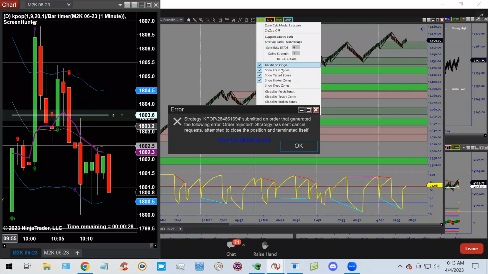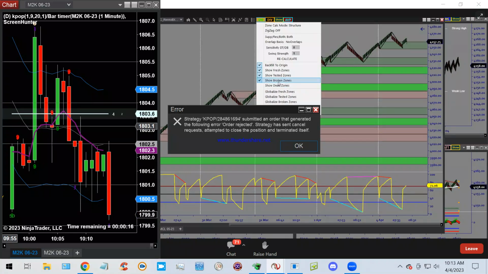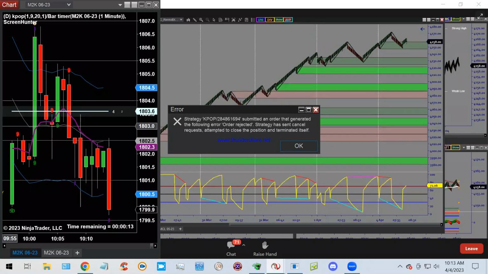We always show fresh zones, tested zones, broken zones, never dead zones. We never want to show the dead zones. Dead zones are dead. They don't trade them. Okay. Broken zones, yes, we leave them on because they can become new levels of areas when you trade on the other side of them.